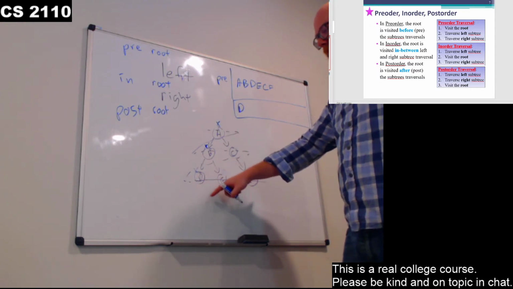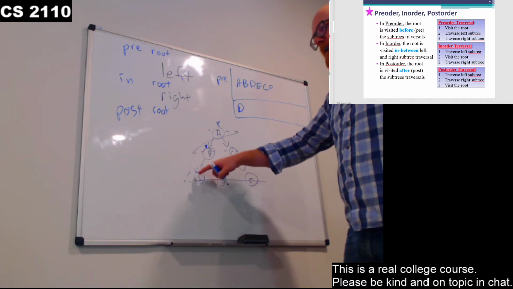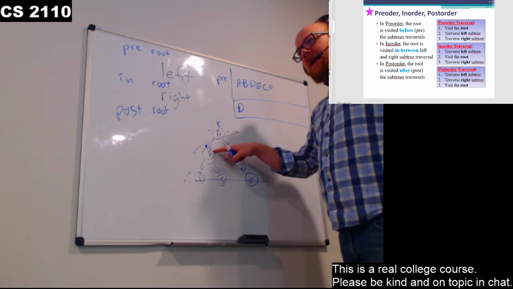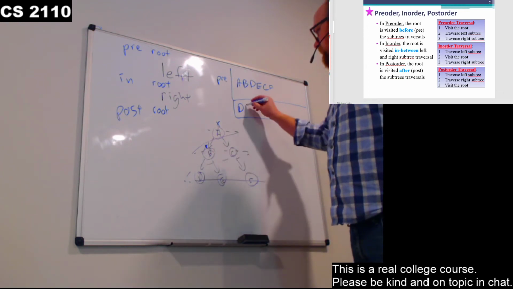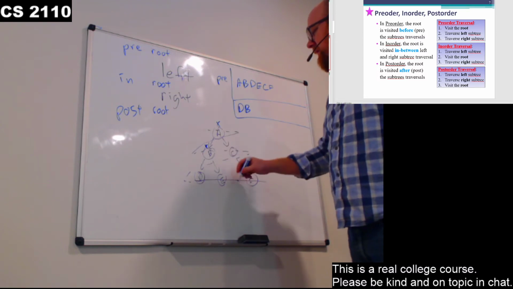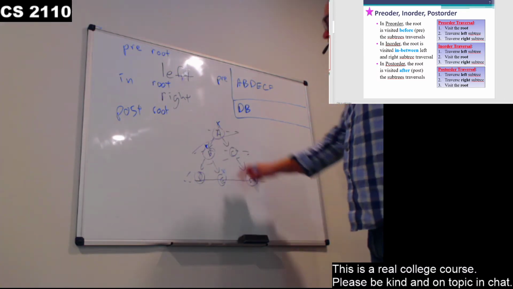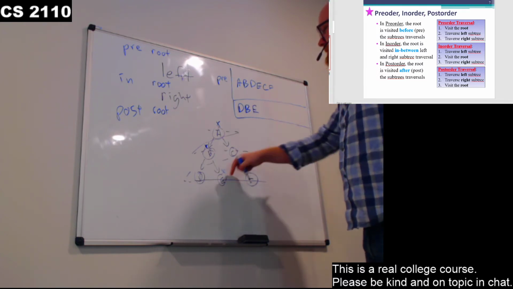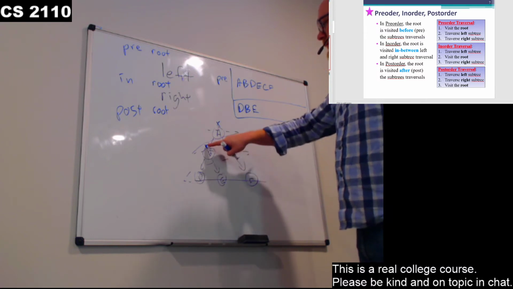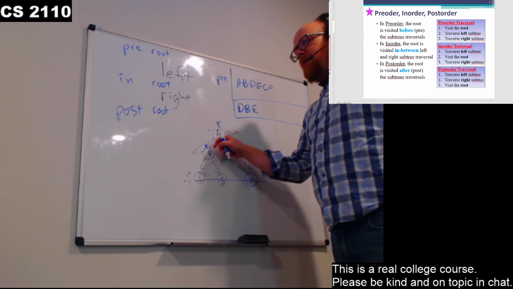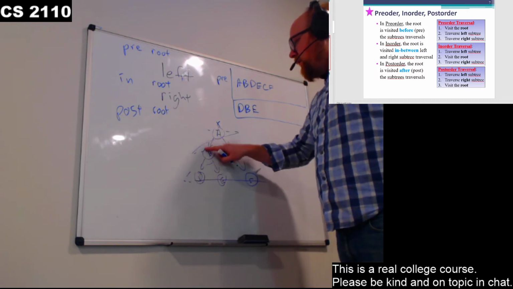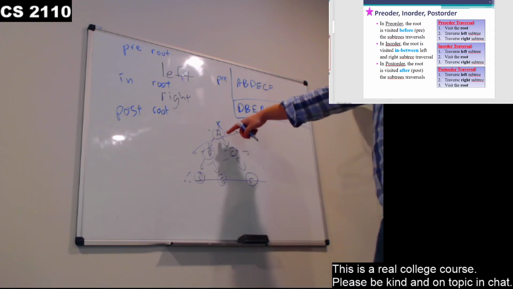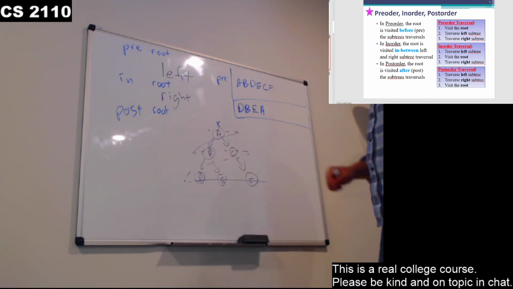I then go down the right, but there is no right. So I return. I've finished with this node, so I return. I'm now back at B. I visit B. I then go down the right side. The right side has no left, so then I visit E. Has no right, so I return back up to B. I have now done the left root and right for B, so I return. I now visit A. So notice A, I don't actually get to until I'm done with the entire left tree.